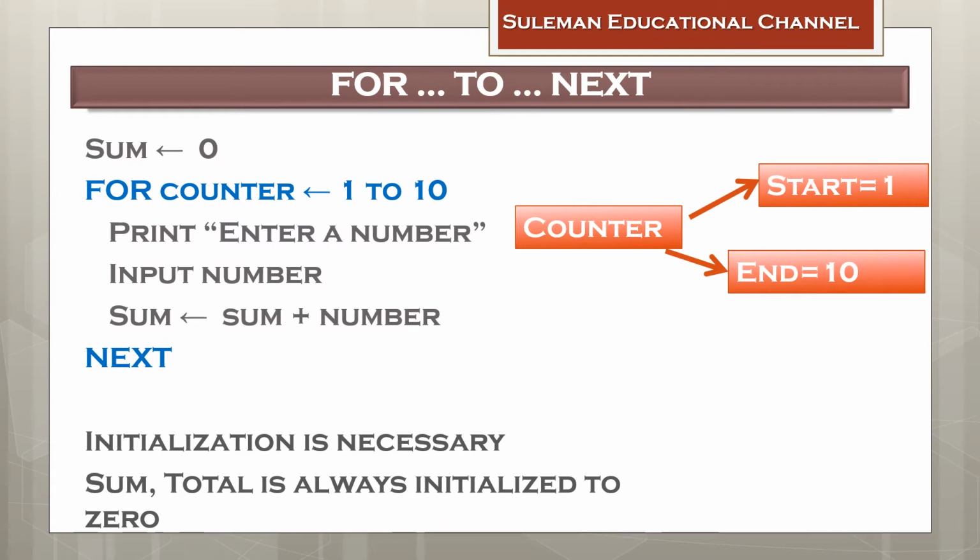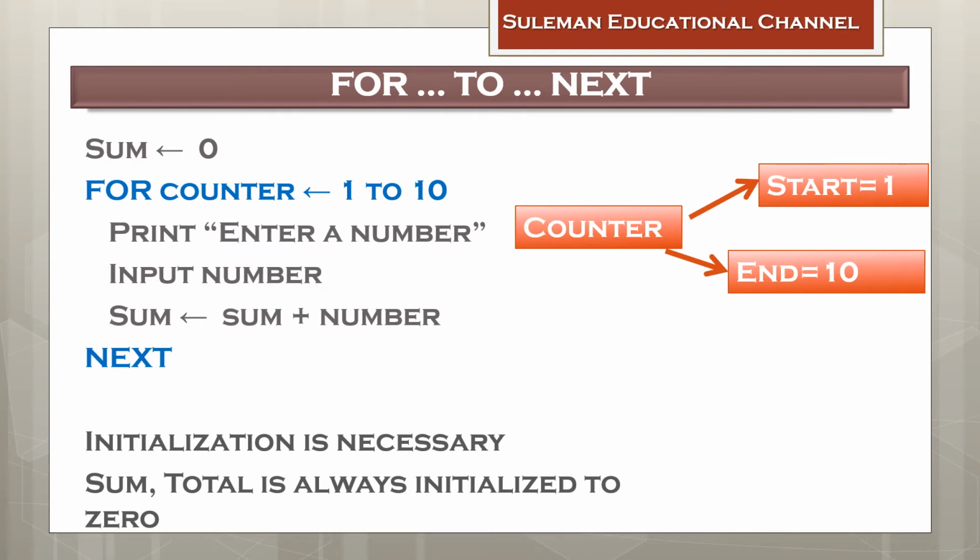So the loop will repeat for 10 times. The third line is print enter a number. This line displays the message enter a number for the user so that the user can enter any number. The fourth line, input number. In this line whatever data entry is done is stored in the variable number.